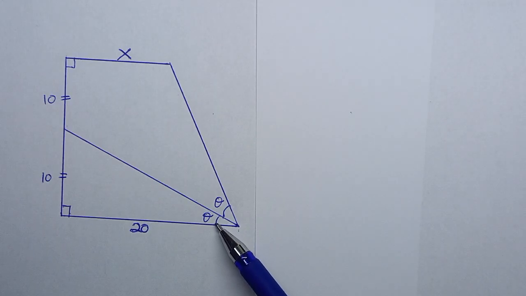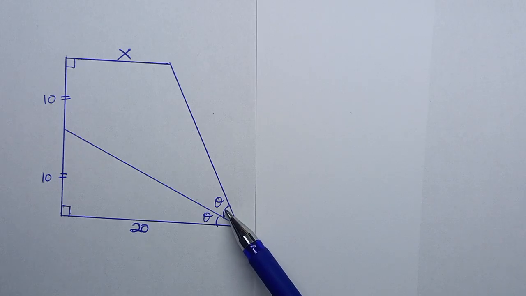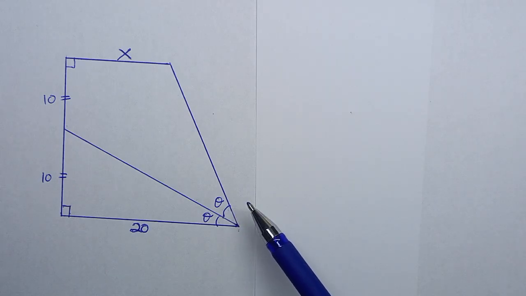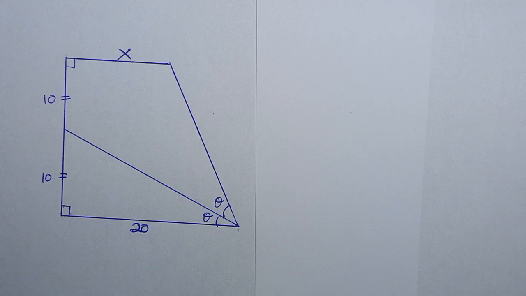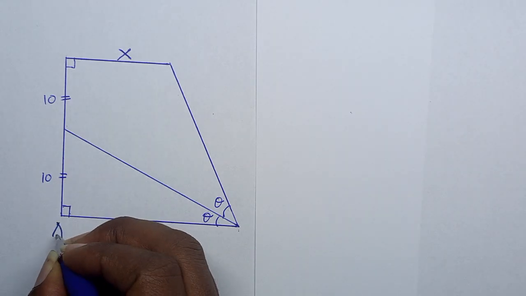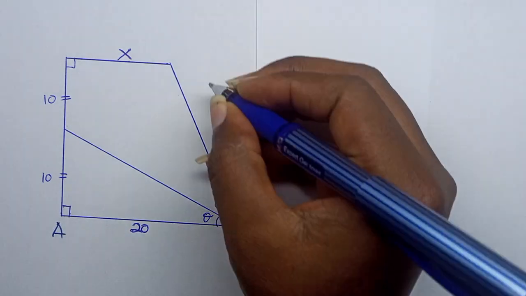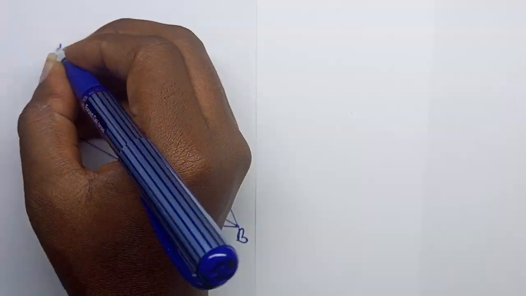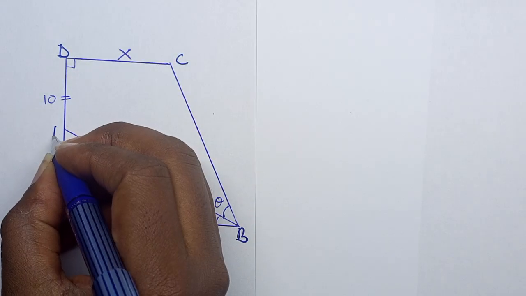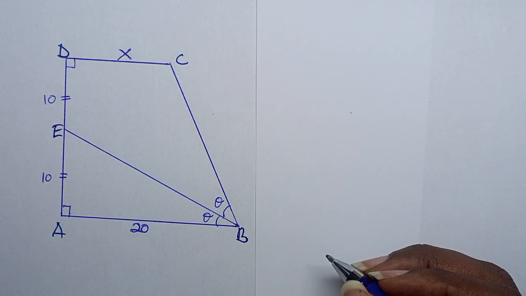Now, we are being told that this angle is equal to this angle. So if this angle is theta, then this angle is also theta. With that information, let us find the value of x. First, let's label the points. Let this be A, B, C, D, and this E.